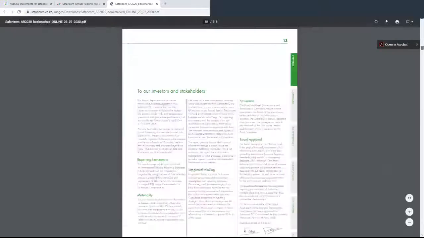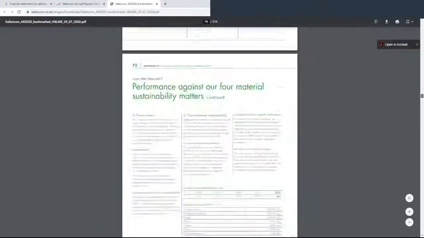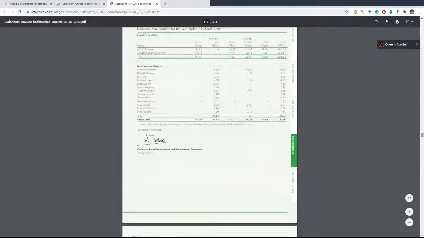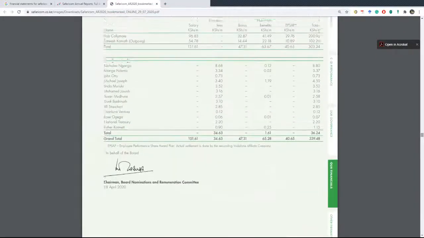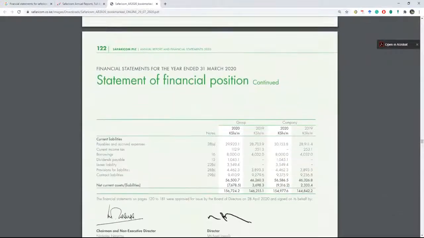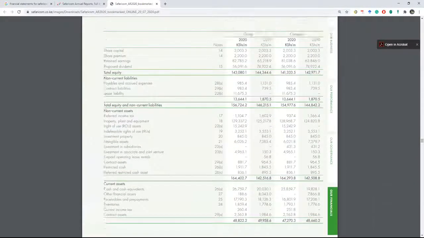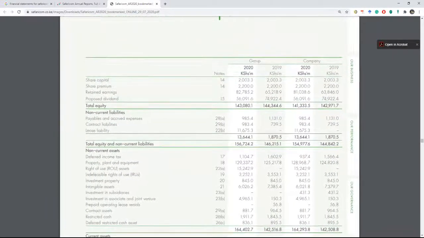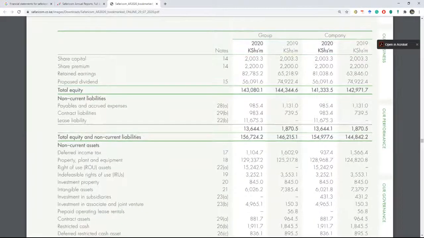Go straight to the accounts. Should be below here. Here we go. I hope they'll be visible. Most of the time PDFs are not the best. The 2020 SFP. It's visible, you can see it, though you have to zoom a little. How is it now? Better?